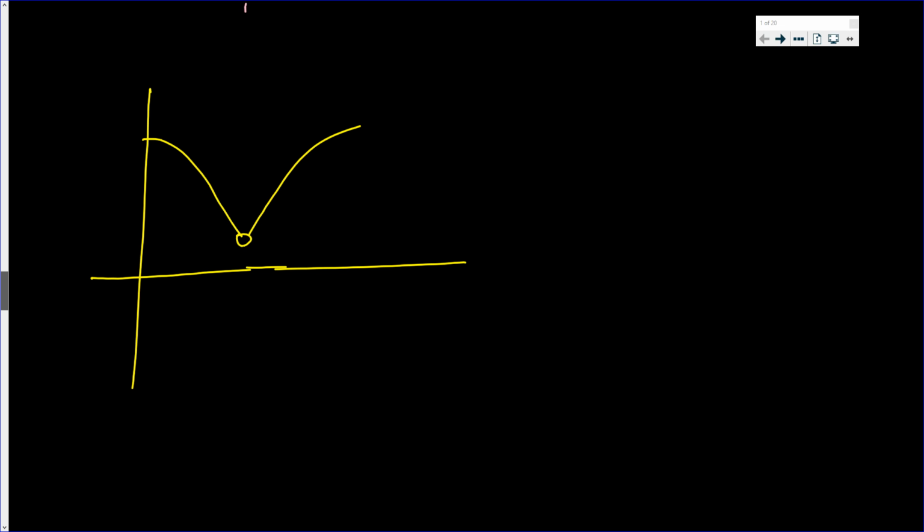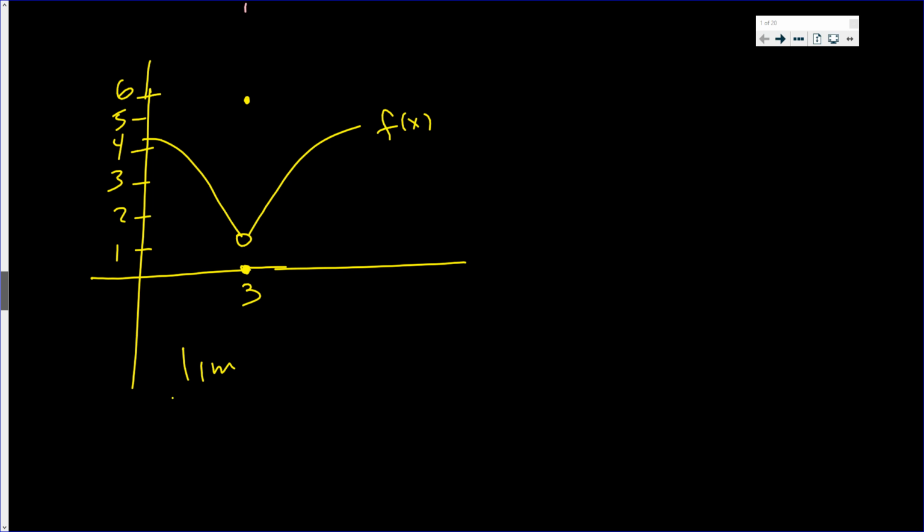Let's try this problem. Suppose you have a function. Let me move this over to save some space maybe. Suppose you had a function that goes like this. 1, 2, 3, 4, 5, 6. The name of the function is f of x, and this x value right here is 3.